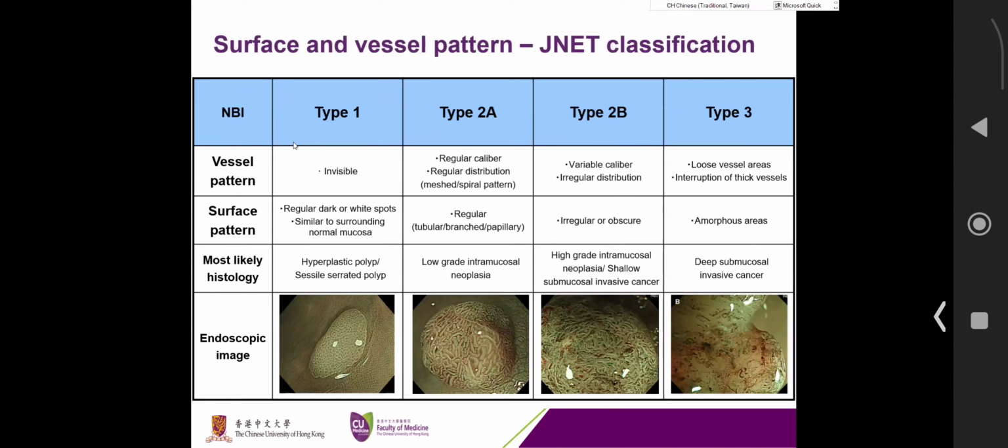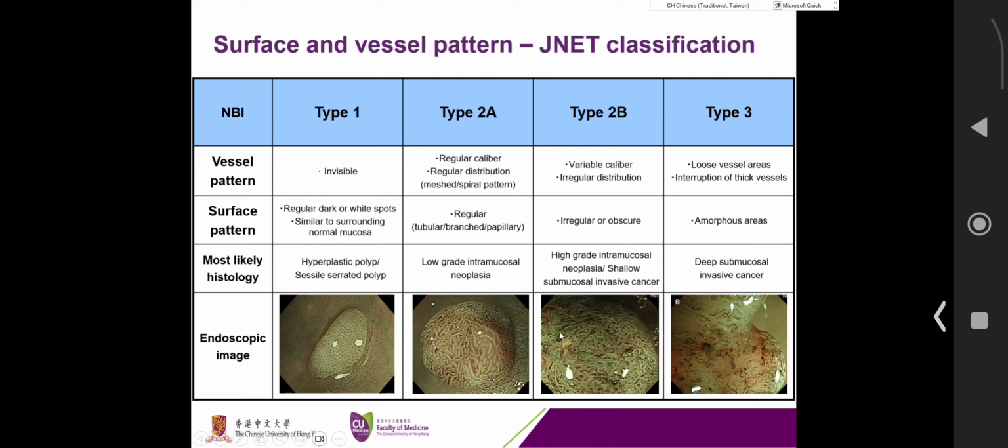Essentially, the type 1 and type 3 lesions are just the same as the NICE classification. So the type 1 are the whitish and also hyperplastic lesions, while the type 3 are the irregular and disrupted. But what is added here is the type 2B and type 2A. Type 2A are actually the classical NICE 2 lesions. So essentially, the oval shape surface pattern, thin and brownish vessels.